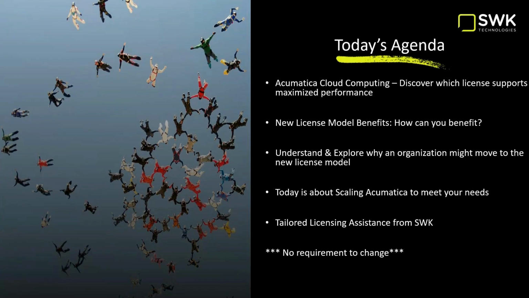We're going to understand and explore, and I'm going to underscore explore because there's a lot to digest here. We're going to explore why an organization might consider a move to the new license model. Today is about scaling Acumatica to meet your needs. That's what this new license model is about.